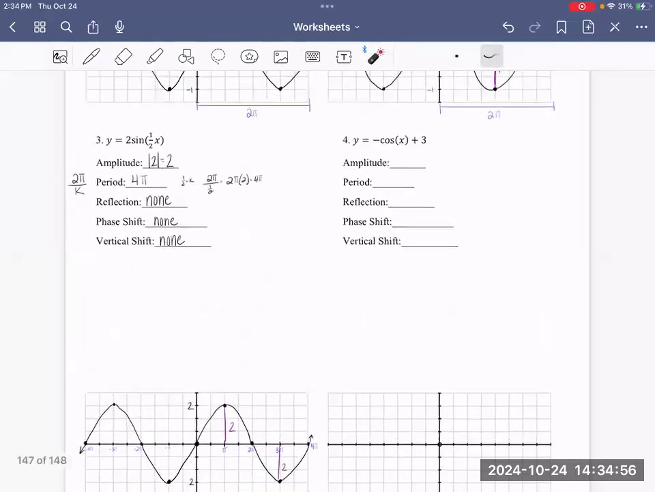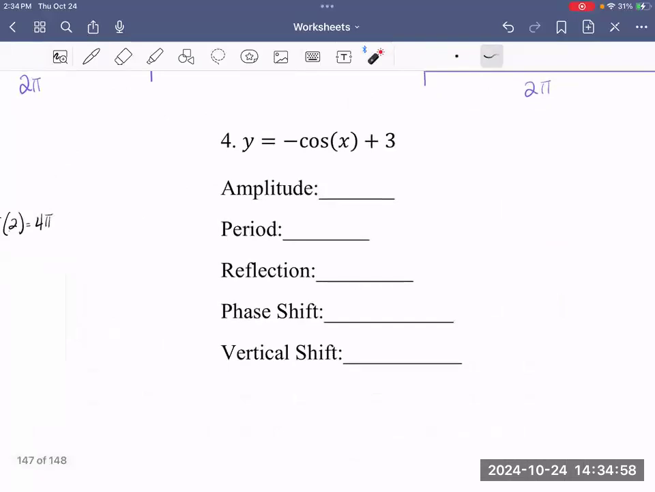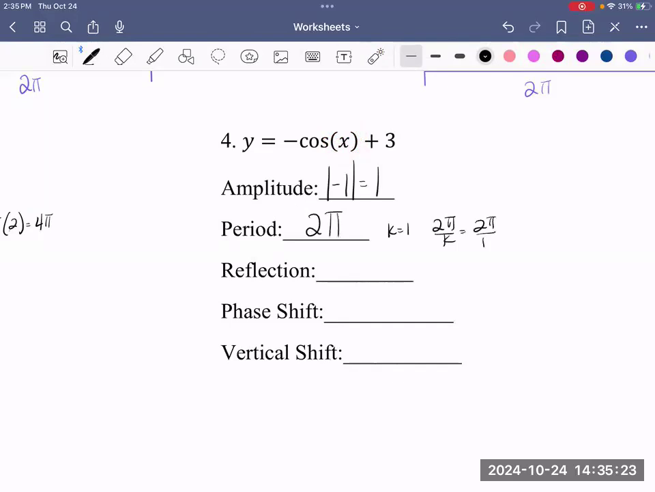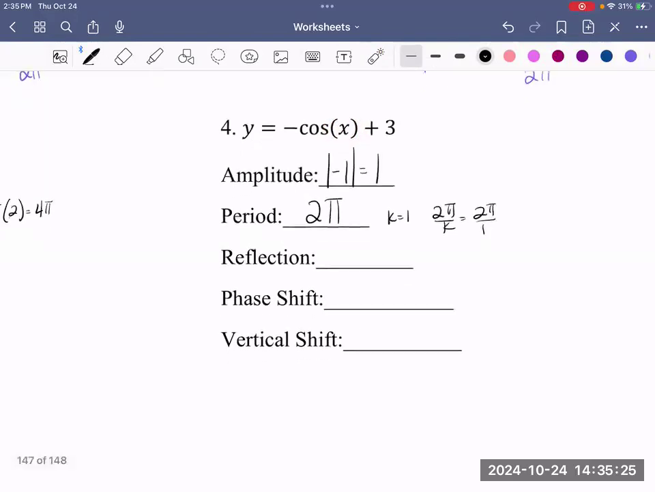Now let's try your cosine. So your cosine, your amplitude, we do see a negative value, but this is really the absolute value of negative 1, which is 1. Now your period, if nothing is found on the inside directly attached or multiplied to your x, our period will remain the same because your k value is equal to 1. So if we have 2 pi over k, we just have 2 pi over 1, which is just 2 pi. So one full revolution is going to take us 2 pi.